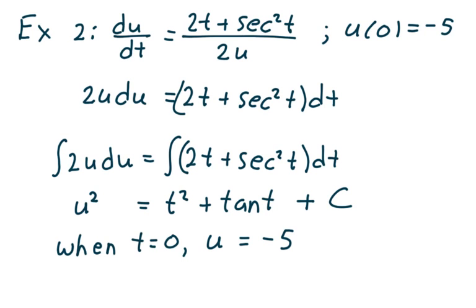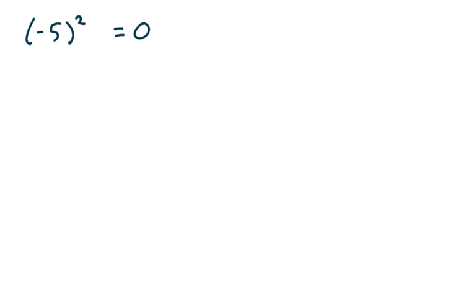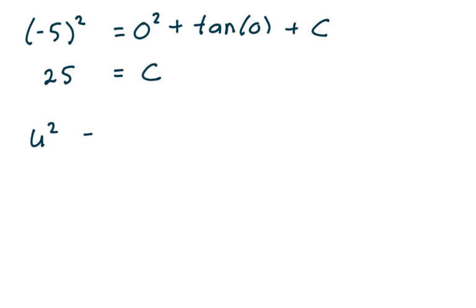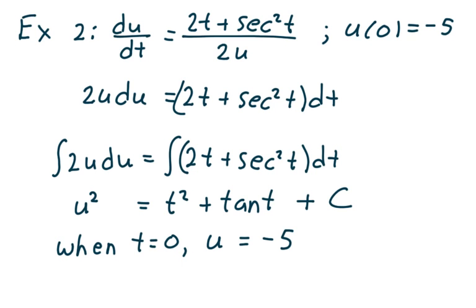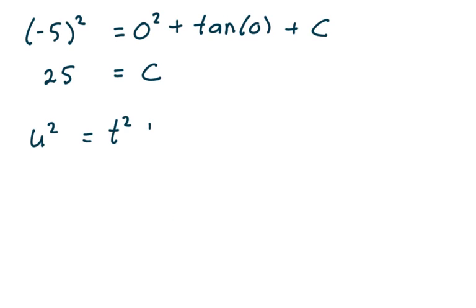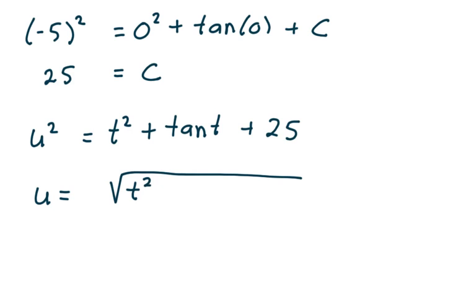So let's plug that information in. So negative 5 to the second, that's on the left side. On the right side, I get 0 squared plus tangent of 0 plus c. So 25 is the same as c. But u squared is t squared plus tangent t plus 25. And here's where the tricky part comes in, because it's going to be natural to want to do this. If I'm your instructor, I'm going to have you solve for u. And people are going to want to write this. The square root of t squared plus tangent t plus 25.